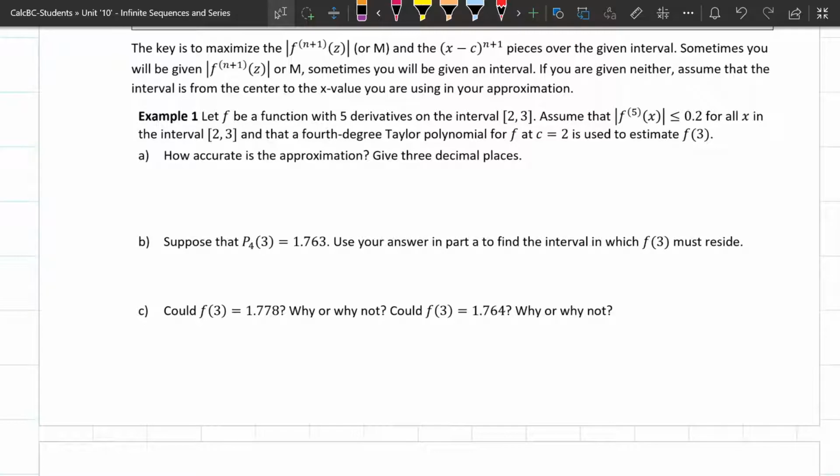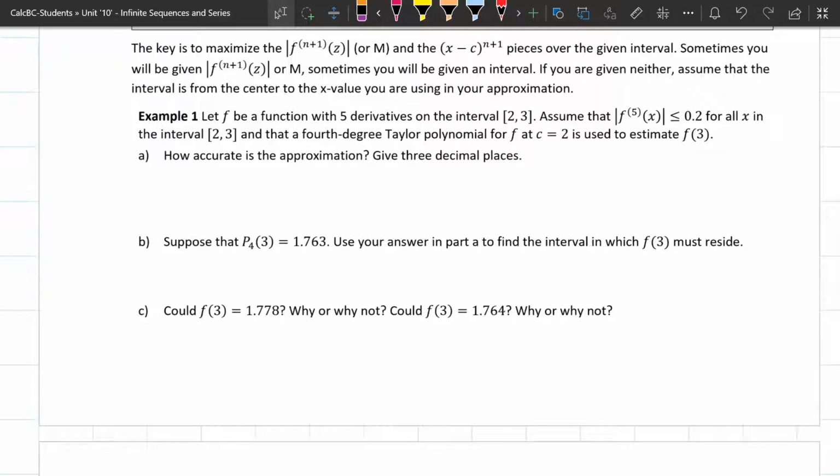Sometimes you will be given that M, sometimes you will be given an interval. If you're given neither, assume that the interval is from the center to the x value you are using in your approximation. All right, let's look at the first example. As you work them through, and feel free to pause and try them on your own first if you like, hopefully you'll see that we're doing things really similar to what we've already done in this unit. We're just pulling it all together in this last topic here.